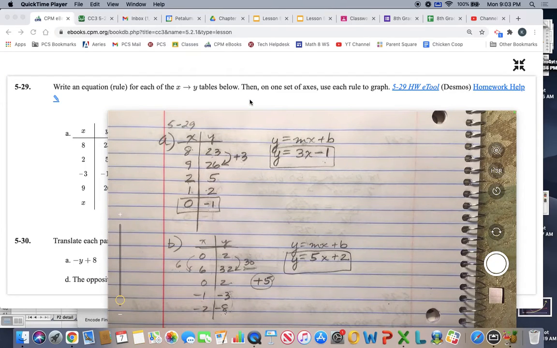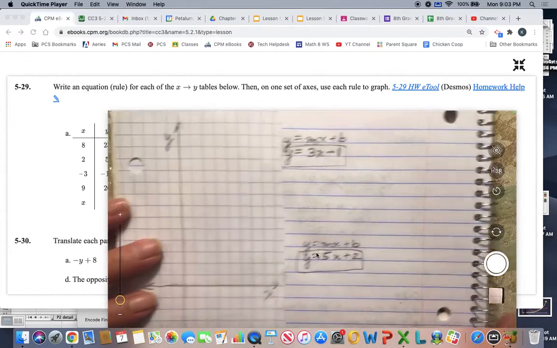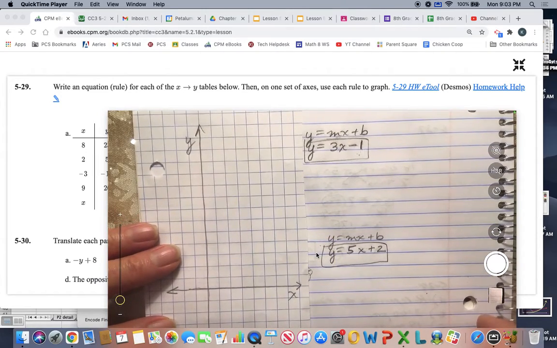Okay, so now that we have the rules for both of these tables, on one set of axes, we're going to use each rule to graph. If we take a look at these rules, it looks like the y-intercept is -1 on one of them, and then it goes up fairly steeply after that. And the y-intercept for this rule is 2, and it goes up even more steeply for that. And so I think this set of axes will work for graphing it.